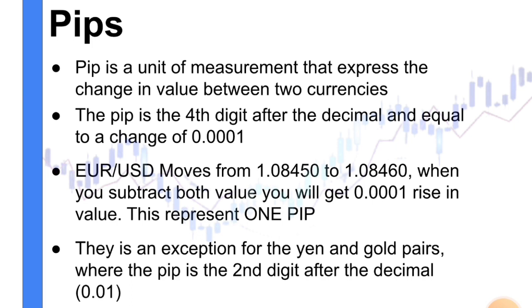The pip is the fourth digit after the decimal and equals a change of 0.0001. That one there is the pip value. It is the fourth digit after the decimal, right?